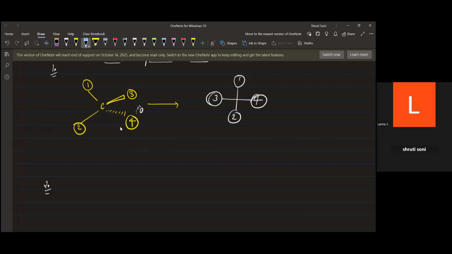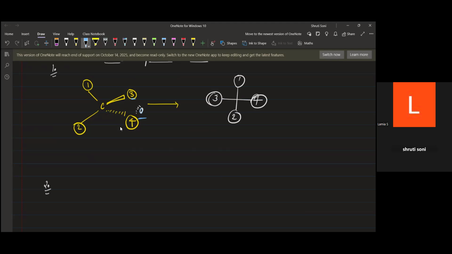But let's suppose I'm seeing from this position. So 3 is out of the plane or in the plane? 3 and 4. Outside the plane. Yes. And above the plane, 3 or 4? Which one is above the plane? 3, right? 3, absolutely. So 3 is above the plane as compared to 4. Okay.